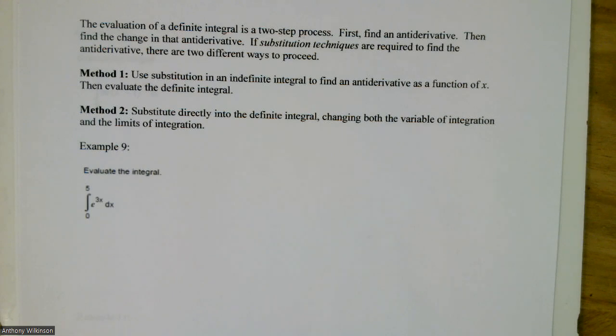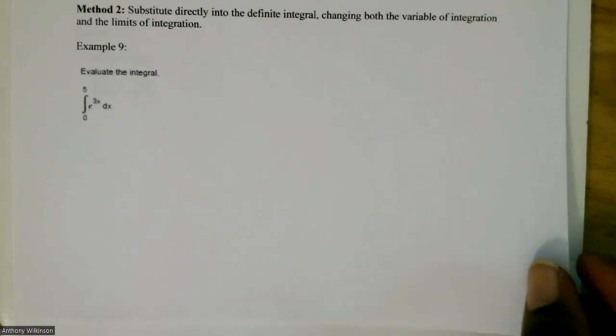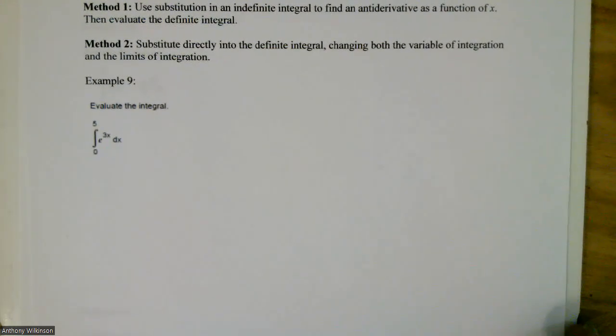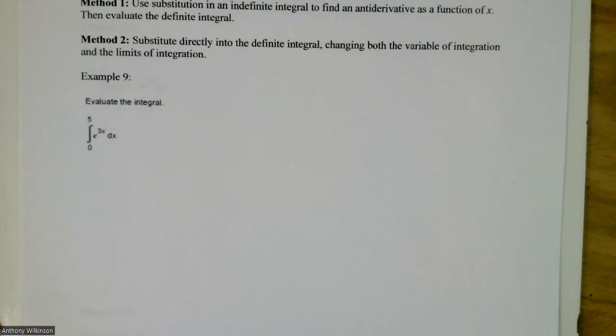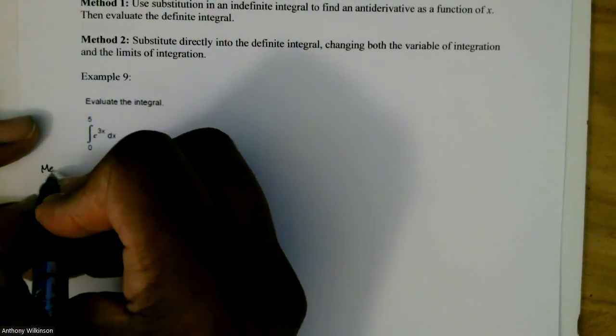The second method is to do this: substitute directly into the definite integral, changing both the variable of integration and the limits of integration. Okay, so what I mean by that is I'm going to do this in both methods in example 9. So that way you'll see what I'm talking about here. In example 9, we're going to evaluate the integral from 0 to 5 of e to the 3x dx. Okay. So here I'm going to give you method number 1.